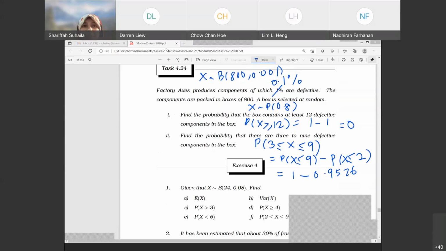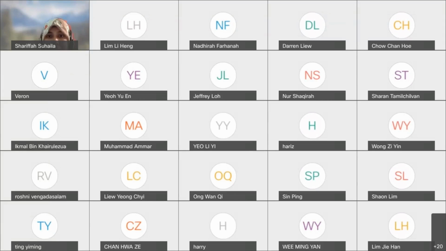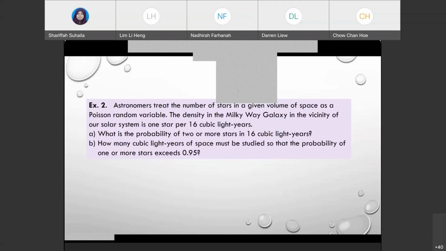Okay, I stop sharing this one first. Okay, you try do this one. Okay. Macam tadi juga. Okay, cuba bacakan dia punya soalan dia. Identify what is your lambda and then what do you want to find lah in this case. Okay, cuba dulu. Okay, so we refer to this exercise.